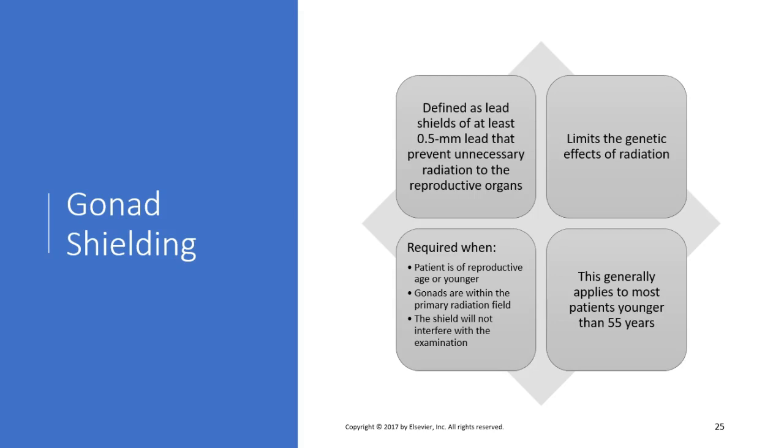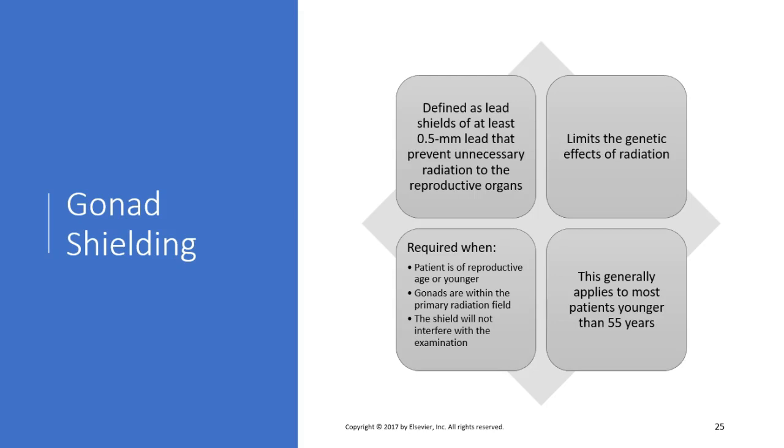Gonadal shielding is defined as lead shields of at least 0.5 millimeters of lead to prevent unnecessary radiation to the reproductive organs. It limits the genetic effects of radiation and is required when the patient is of reproductive age or younger. Your site will tell you; we do it on everyone below 60, so you just have to find out what the age is. And if a patient asks for it, and they're 90, shield them, why not?